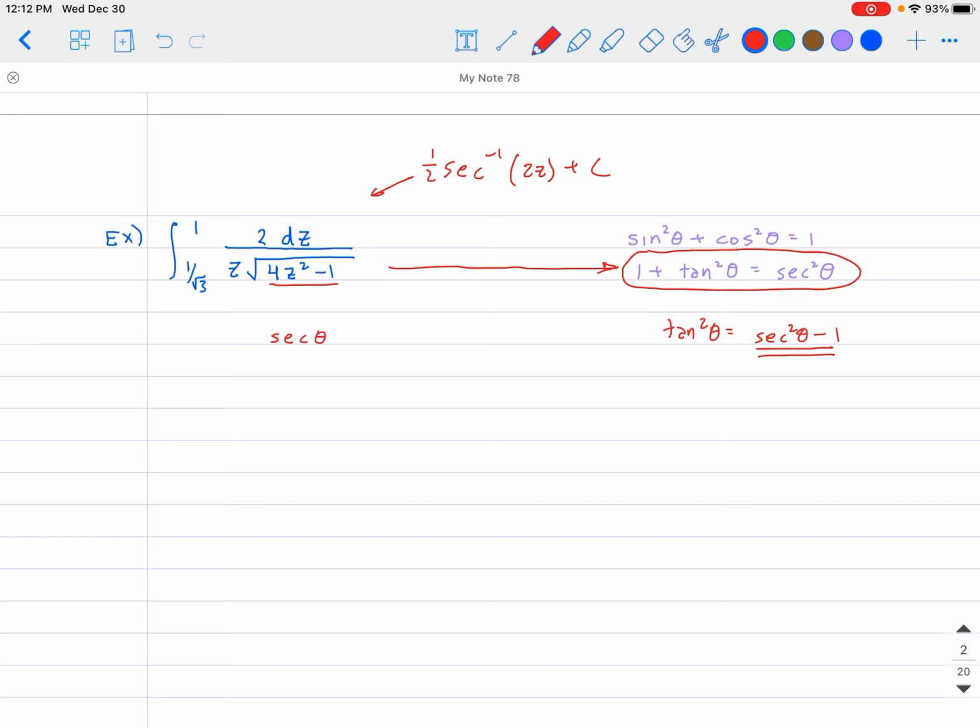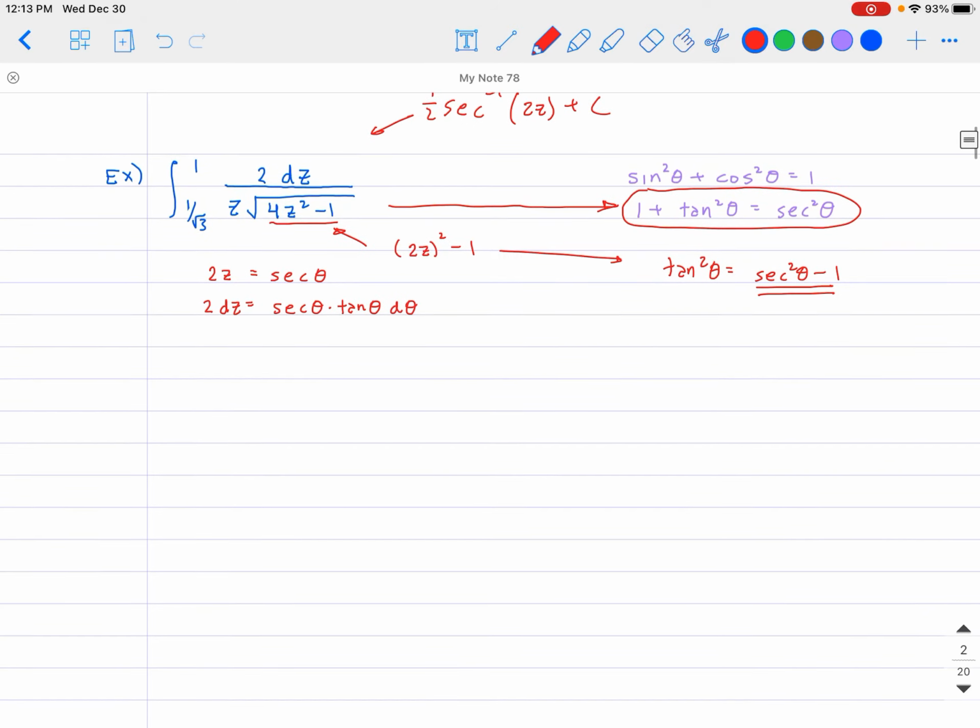Secant of theta is going to be equal to 2z in this case, right? Because on the inside over here, I can rewrite that as 2z quantity squared minus 1. And that's how you can see how it matches up over here. All right, so that is going to be my substitution. Now we're going to go ahead and take the derivative so we can do some sort of chain rule to this. So that means now 2 dz is equal to secant of theta times the tangent of theta multiplied by d theta. So taking the derivative of both sides, that's going to be my substitution then.